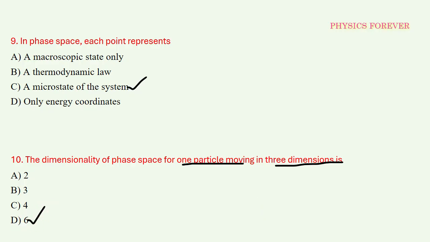So these are all the most important points and important MCQs we discuss from this topic, Liouville's theorem. In upcoming classes we will discuss other topics.